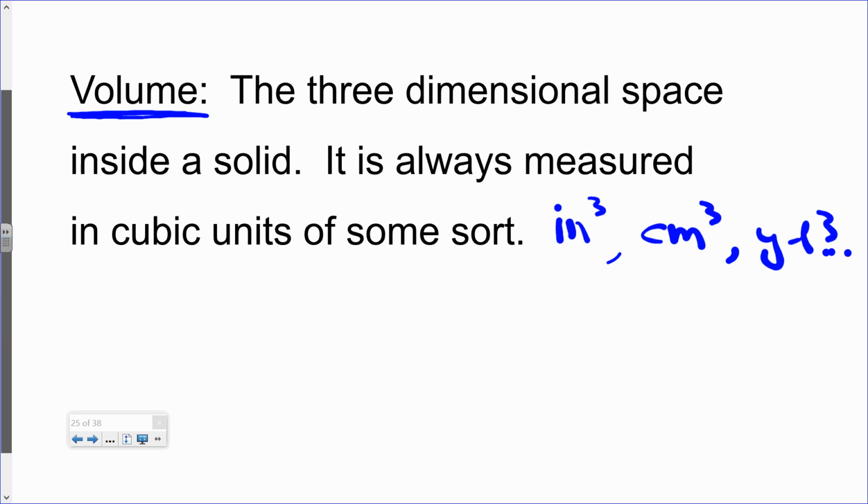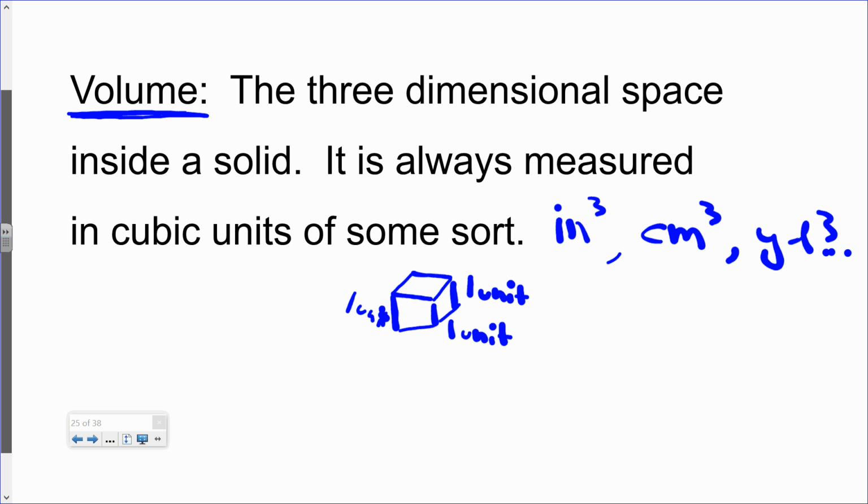Let's draw a cubic unit. One unit. So the length, width, and depth are all 1 unit long. That would be a cubic unit. So how many of those will fill up a cylinder? How many of those will fill up a prism? How many of those will fill up a pyramid? All the solids you can think of.